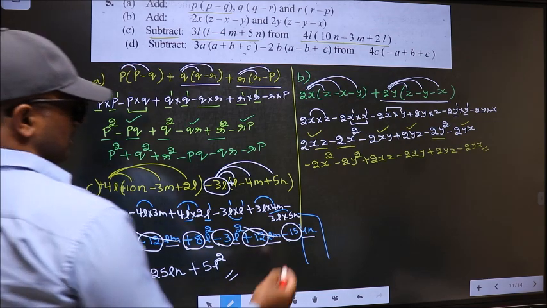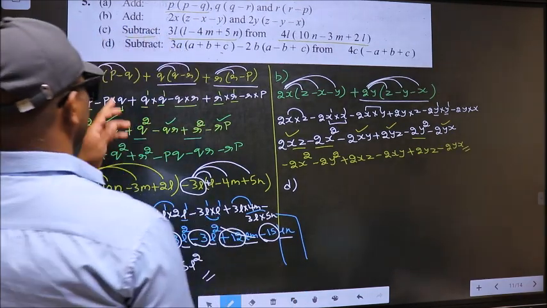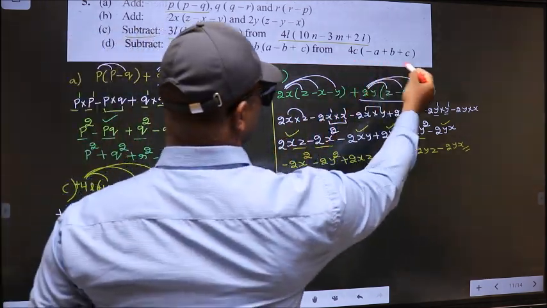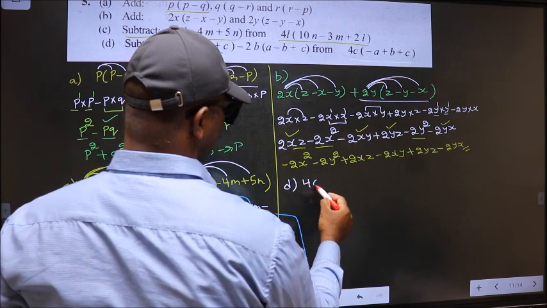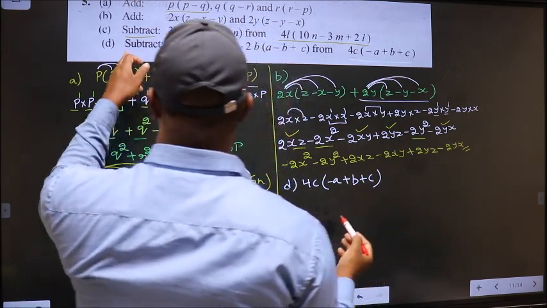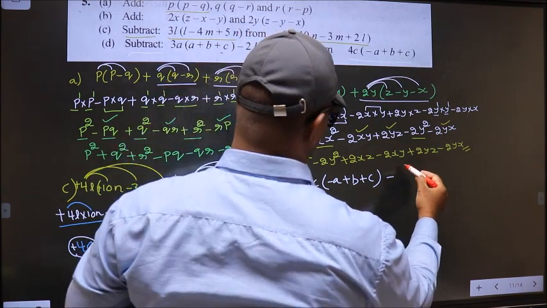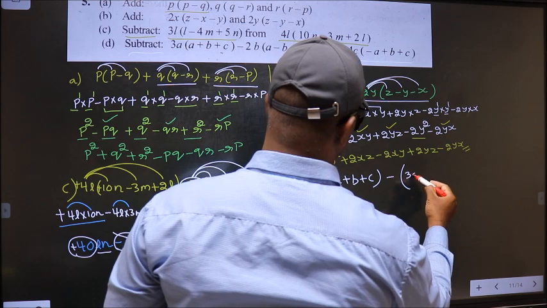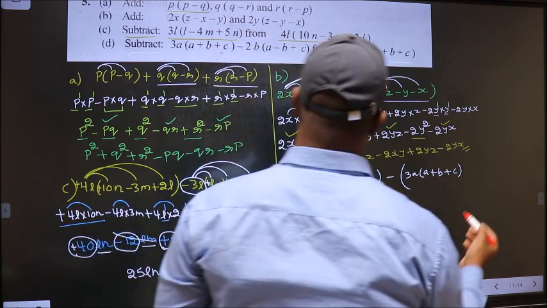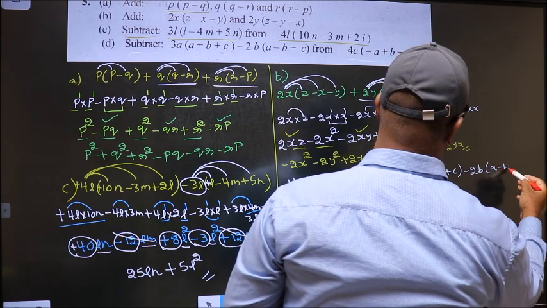Next, D1. Subtract this from that. So in subtraction, first we should write this. That is 4C minus A plus B plus C. They told us to subtract, so put negative symbol and this entire thing in the brackets. 3A times A plus B plus C minus 2B times A minus B plus C.